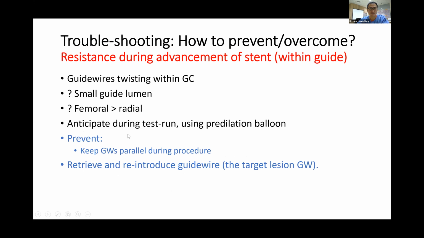Anticipate this during the test run when we do pre-dilatation. After we do pre-dilatation with the wing balloon, you can actually try to make a test run and see how it feels. If you feel there's any resistance, then anticipate you may have a problem with the stent. How to prevent that is to keep the guide wire as parallel as possible during the procedure. But otherwise, there's no choice but to retrieve the wire and then reintroduce the wire.